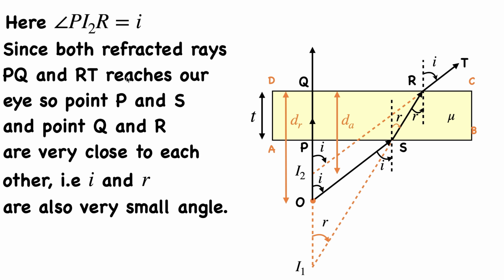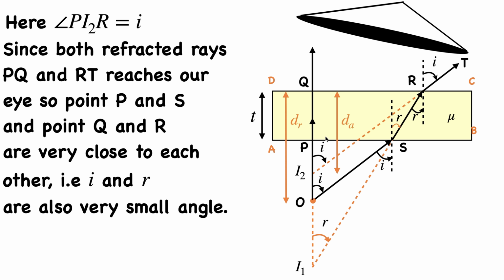Since both refracted rays PQ and RT reach our eye, points P and S, and Q and R, are very close to each other. That is, I and R are also very small. The two refracted rays from the second surface CD, PQ and RT, both reach our eye, so they are very close to each other, which implies that points P and S are very close to each other and points Q and R are also very close to each other. That is, angle I and angle R are both very small.